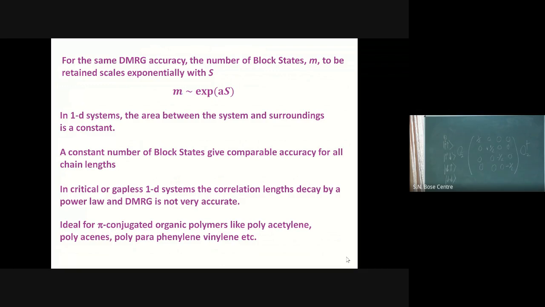And actually, there are lots of organic molecules which are polymeric in nature and conjugated molecules, and which are very important. For example, if you look at your cell phone, then the light-emitting diode there is nothing but an organic polymer. So if you want to do calculations for such systems, then density matrix renormalization group is probably the best method. And I will not say more about it. So that's how we started doing density matrix renormalization group, because we were interested in the electronic states of organic polymers.